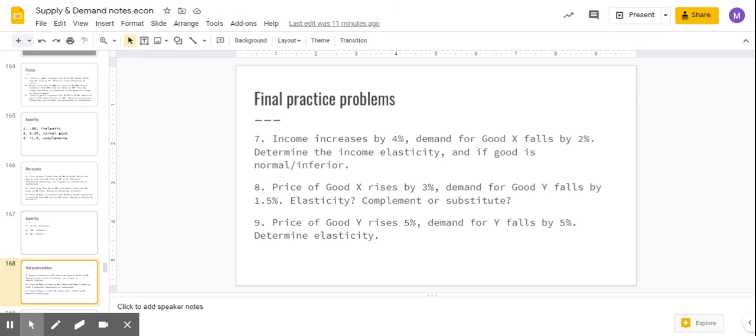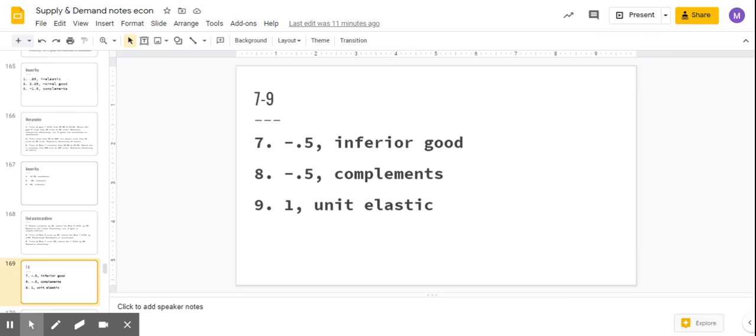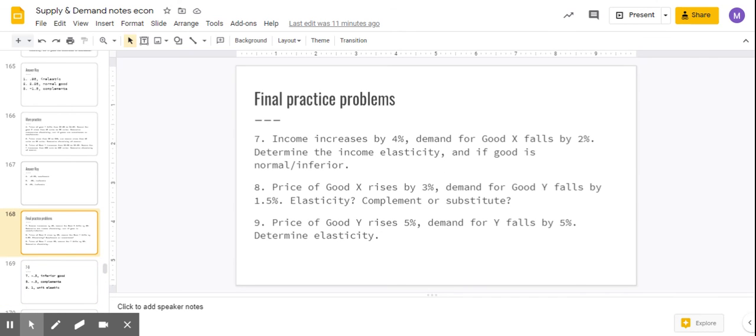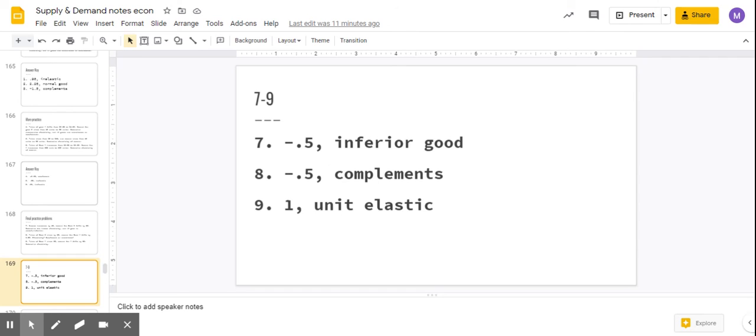For number 8, the price is rising, so +3. Demand is falling, so -1.5. So right there, we're going to get a negative value. Is that a complement or a substitute? It's going to be a complement. And then for number 9, there are your answer keys. Negative 0.5, negative 0.5, you've got inferior goods and complements. And for number 9, because the percentage change in price is exactly the same ratio, 1 to 1, as the change in demand, we have something known as unit elasticity.